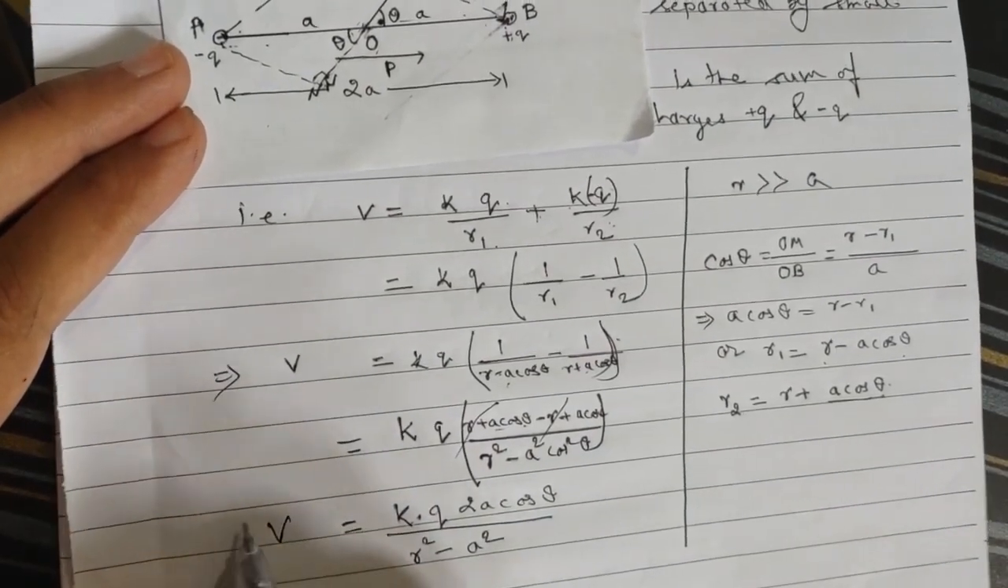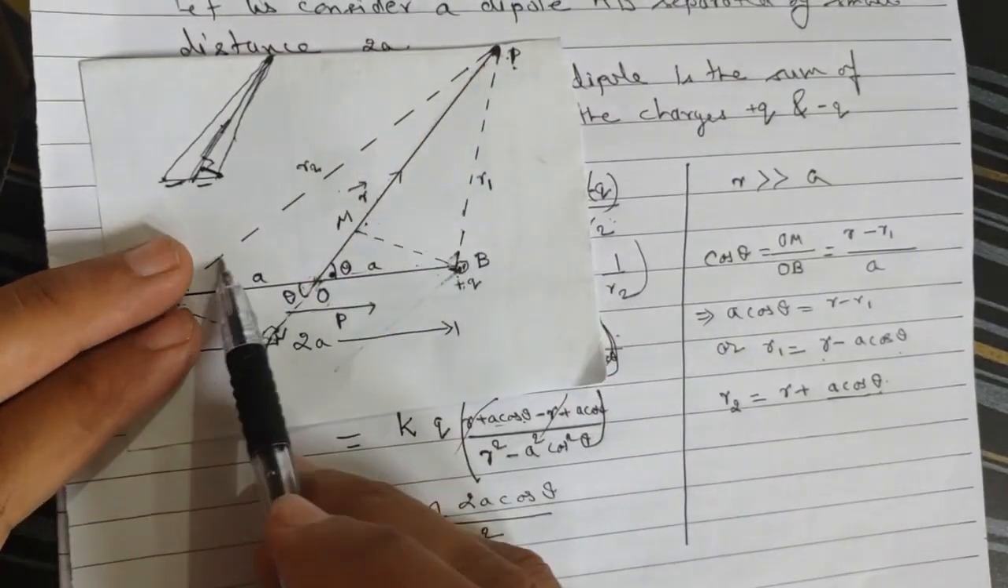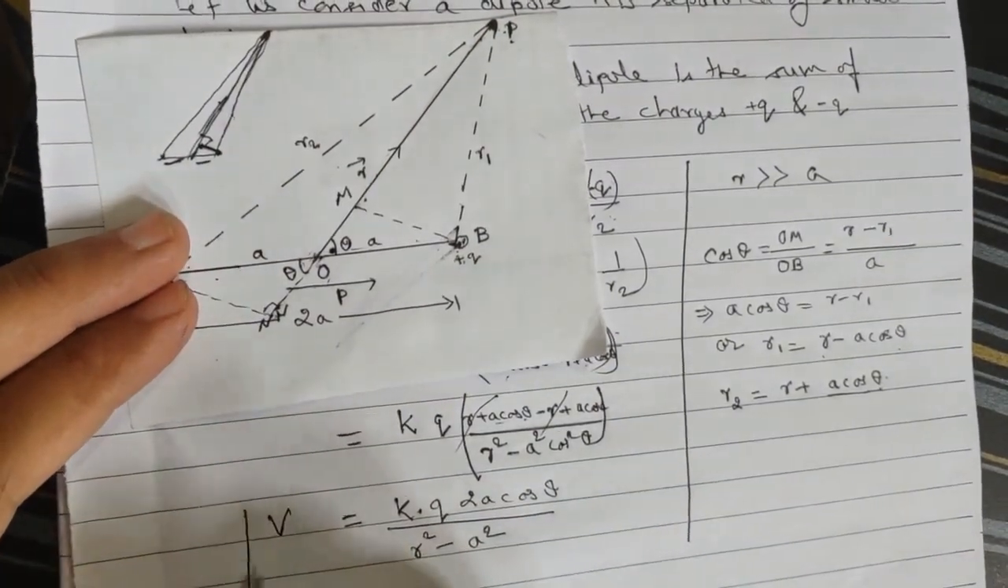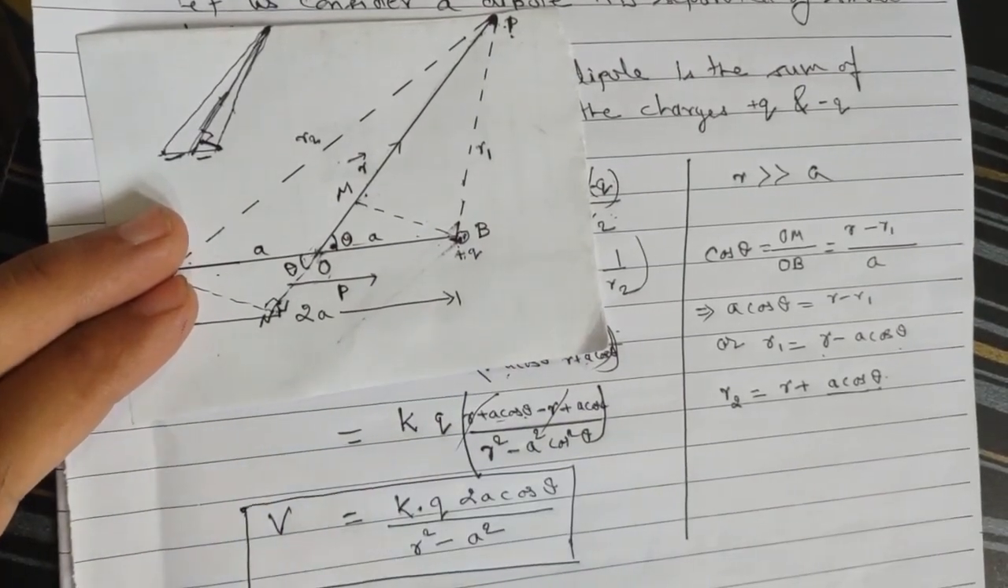So this is the potential at any point P due to this electric dipole. This is our expression.